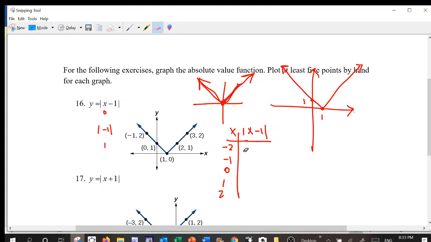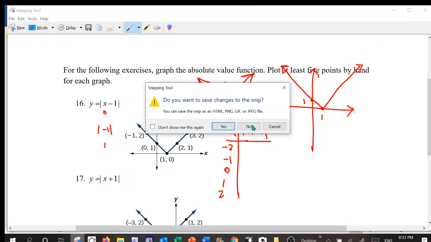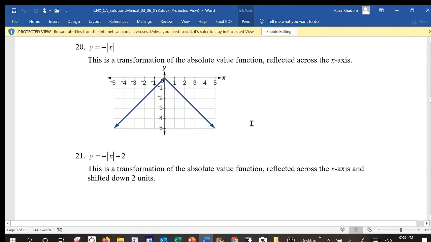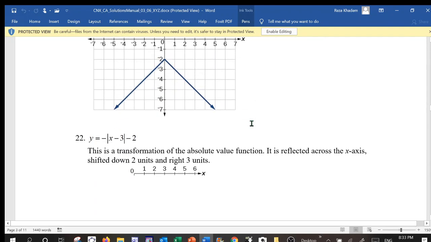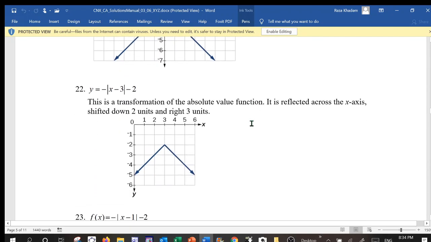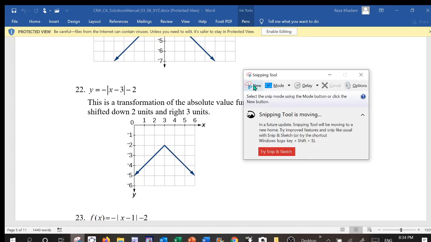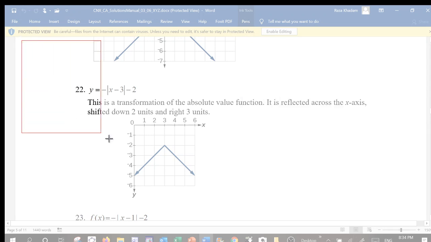So let's do number 22. Okay, so here is number 22. Well, we graphed one already, but let's graph this one too. Let's do it using transformations again.